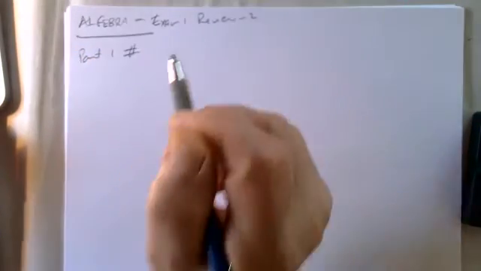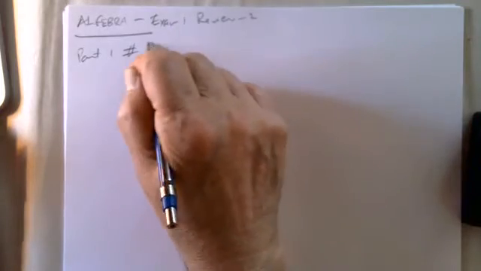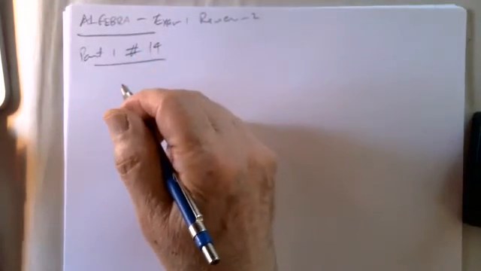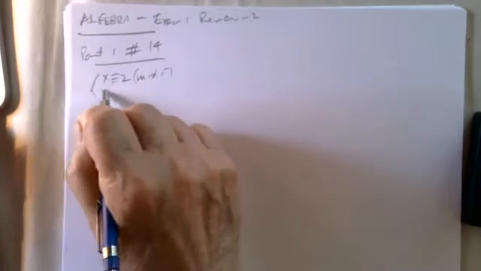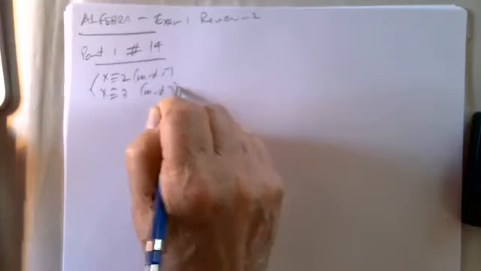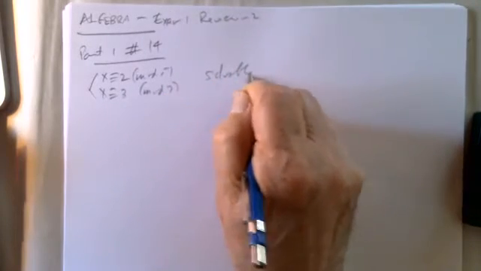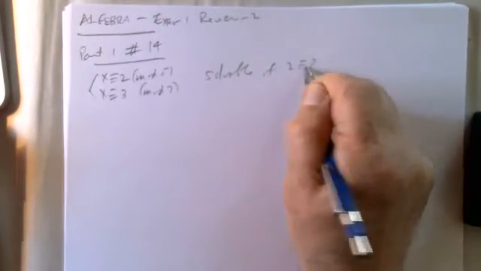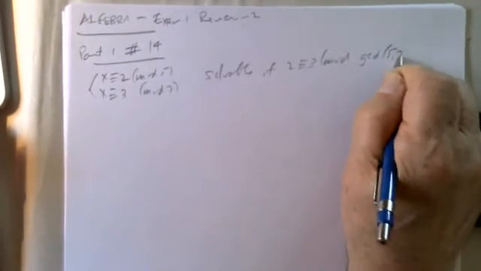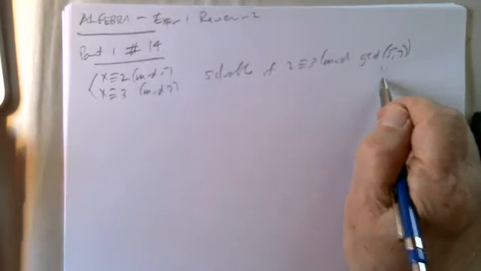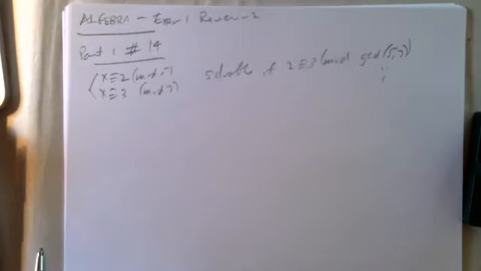So this is part 1, number 14. You have to use the Chinese remainder theorem. If we have x congruent to 2 mod 5 and x congruent to 3 mod 7, this is solvable if 2 is congruent to 3 modulo the greatest common divisor of 5 and 7, which is 1. So this is okay. There will be a solution.